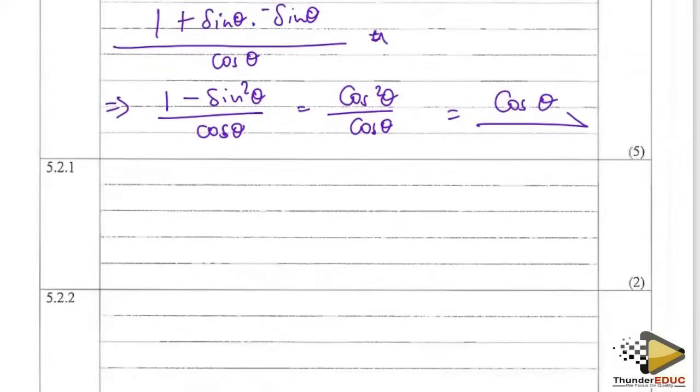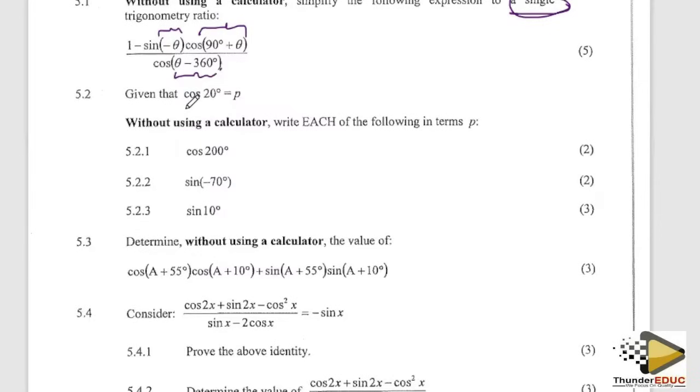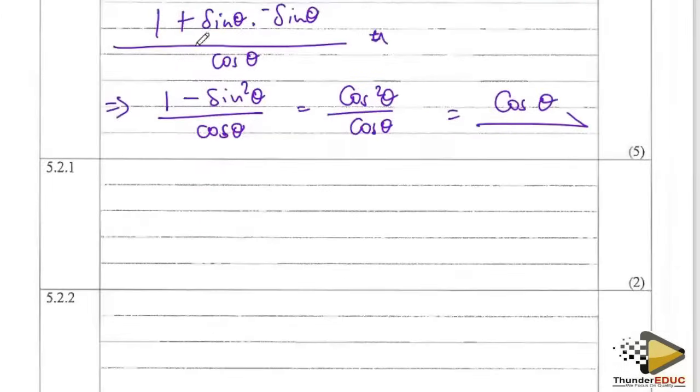5.2.1 for 2 marks. It's telling us if you've been given cos 20 to be p, calculate, without a calculator, each of the following in terms of p. In terms of p simply means our answer must have a p attached. With these angles, we always need to find a way of expressing them with either 20 or a multiple of 20 at most. So the first thing we need to do is come up with a sketch. Whether you're going to need it or not, just come up with a sketch. In most cases, we need it.